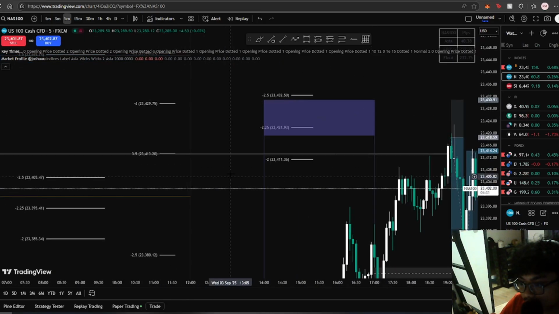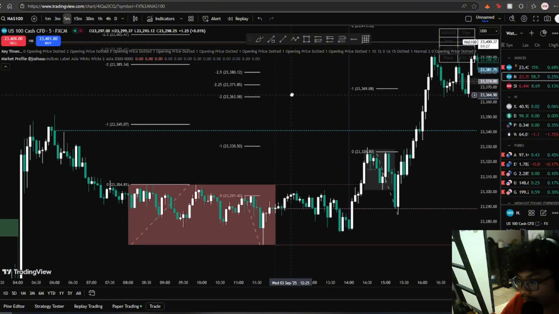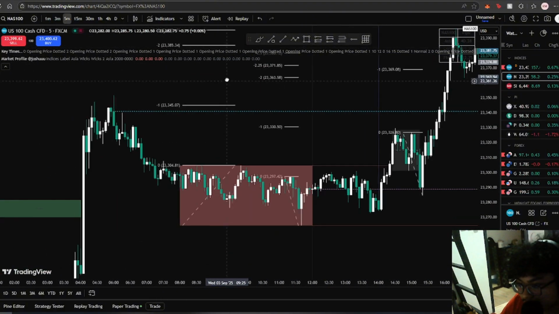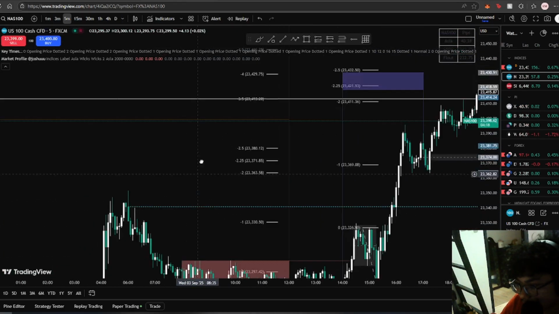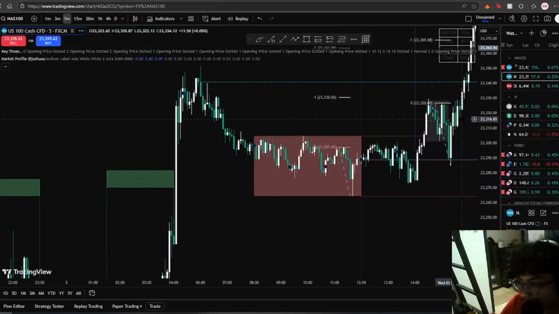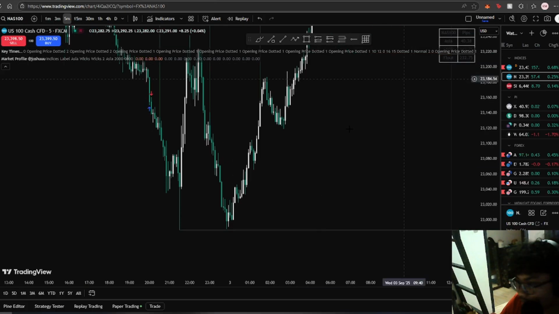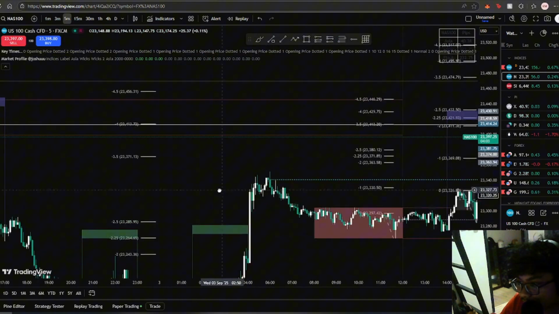So now that we have those levels, we're gonna remove the ones that don't really make sense, which is just the Asian range. Kind of lines up with that, but not really. And then we're gonna see where this distribution started. So it started from the bottom right here to the CISD.